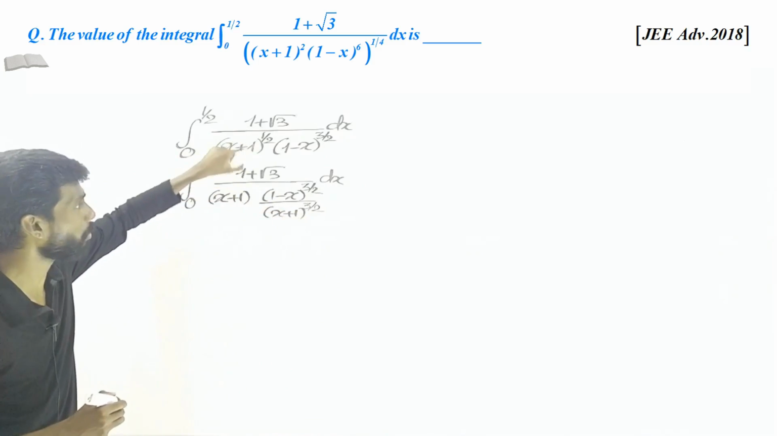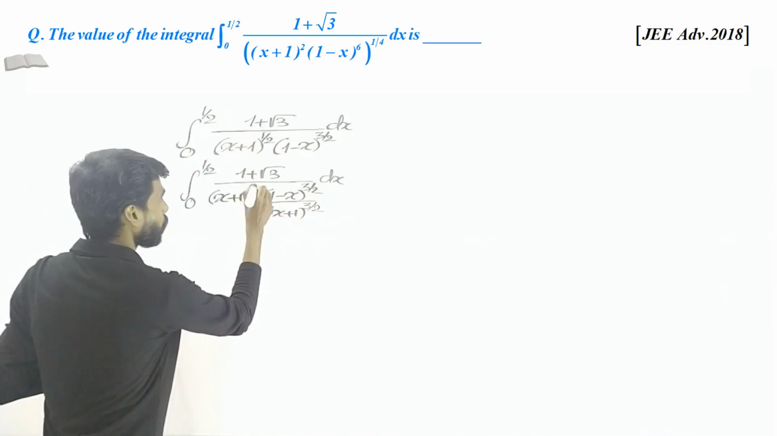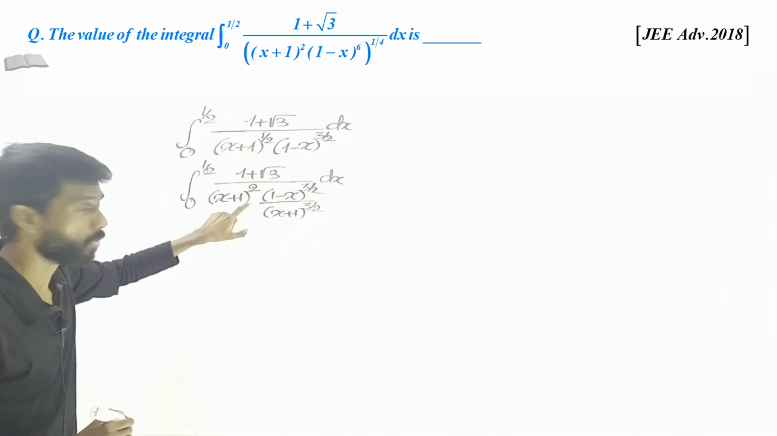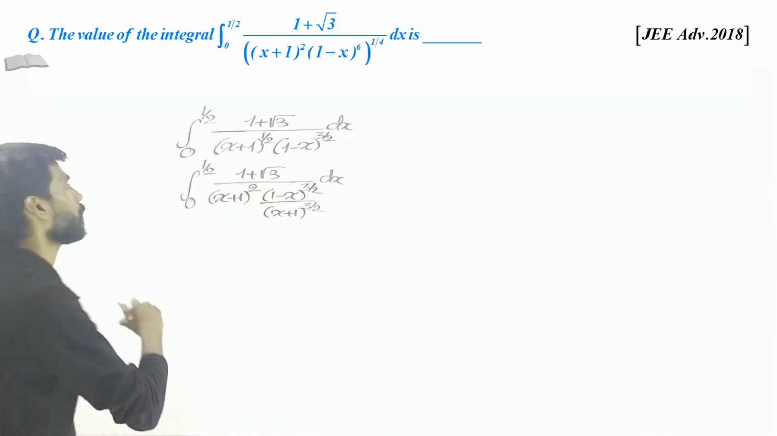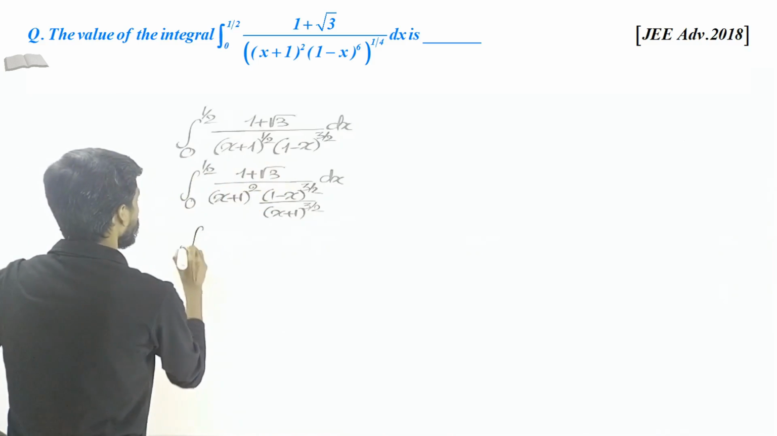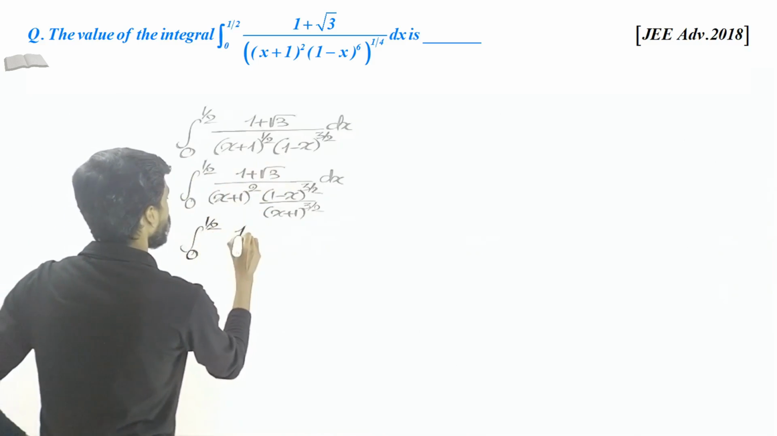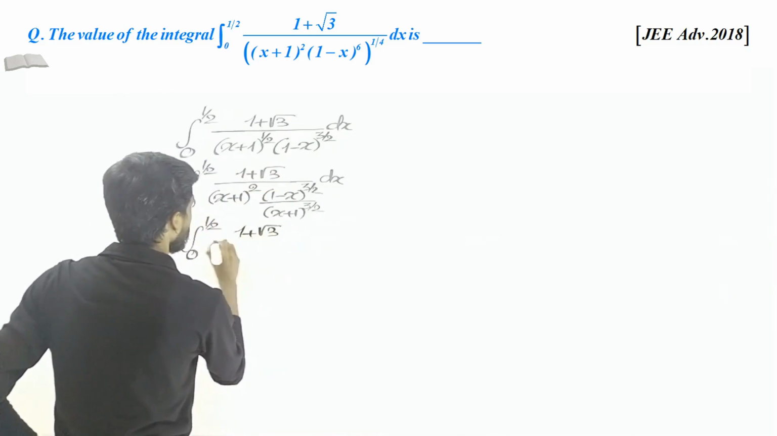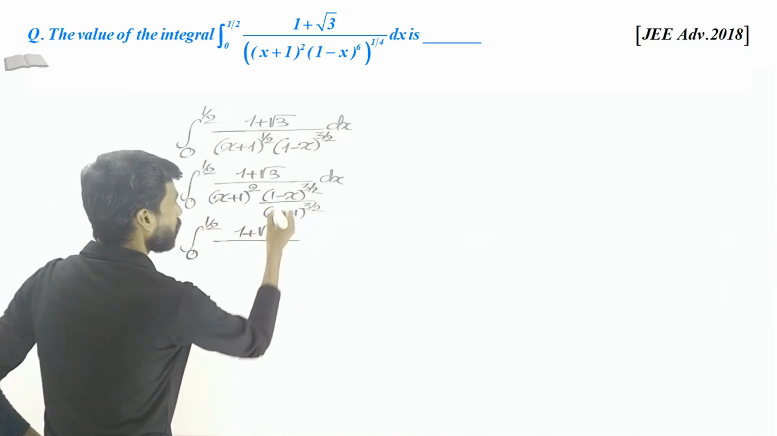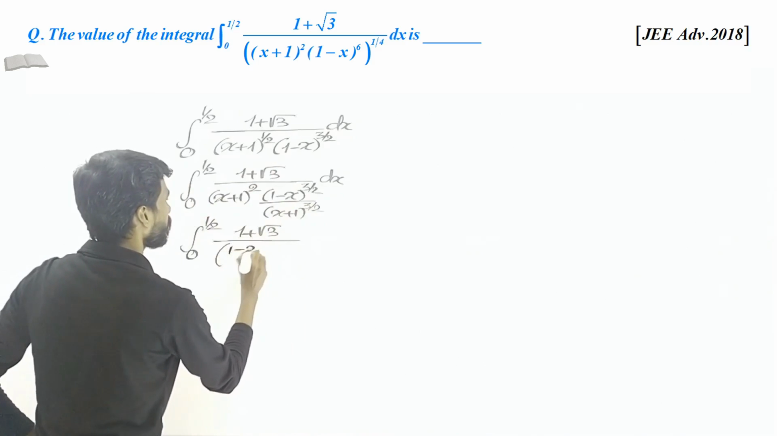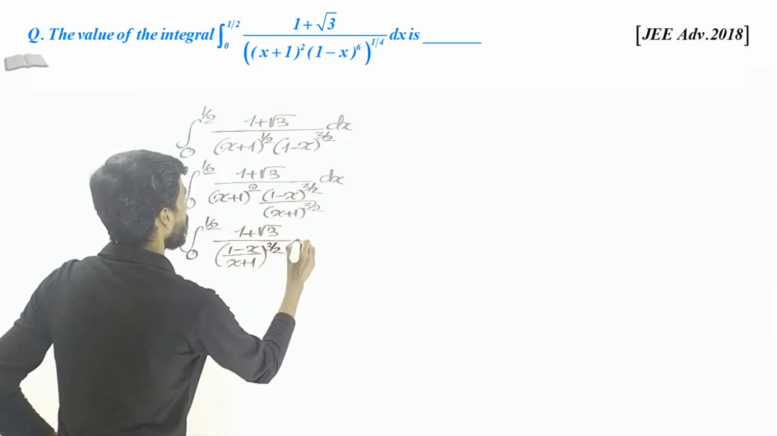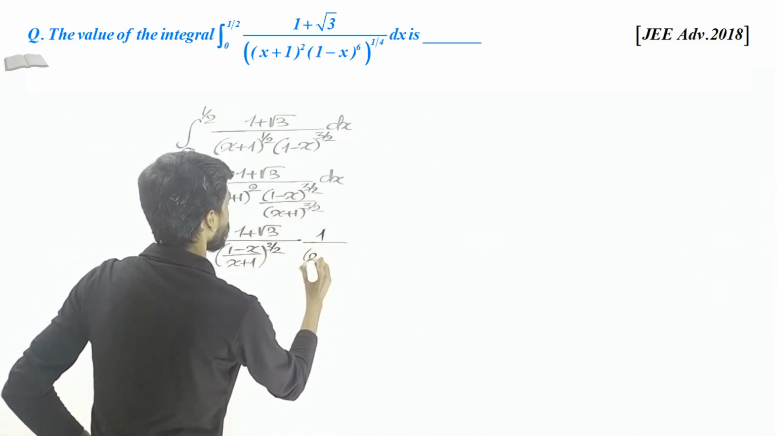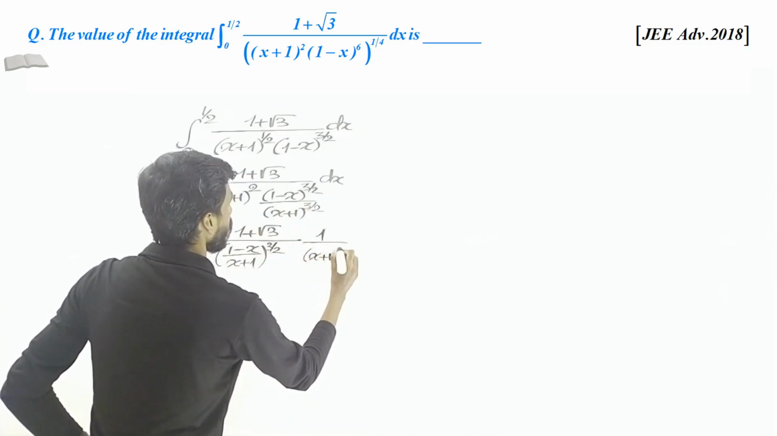Which means add 1/2 plus 3/2, so that is 2. Is that okay? So that we have to do. You can also divide by this factor here. So now we have done this. Now if you simplify this further, we get the integral from 0 to 1/2 of (1 plus root 3), and 1 minus x divided by x plus 1 to the power 3/2, multiplied by 1 by (x+1) squared dx.